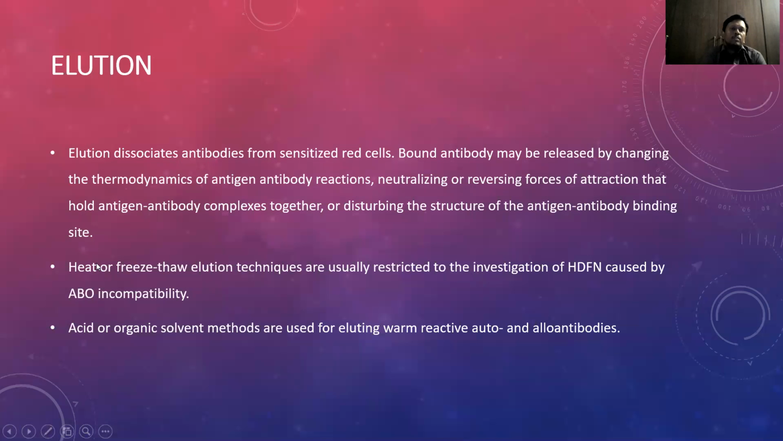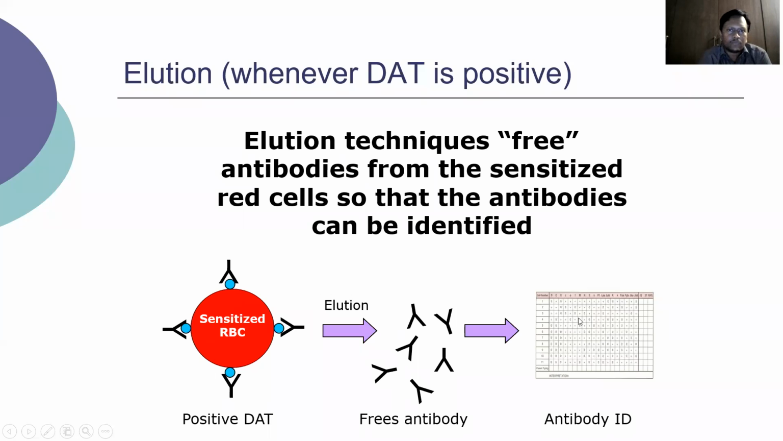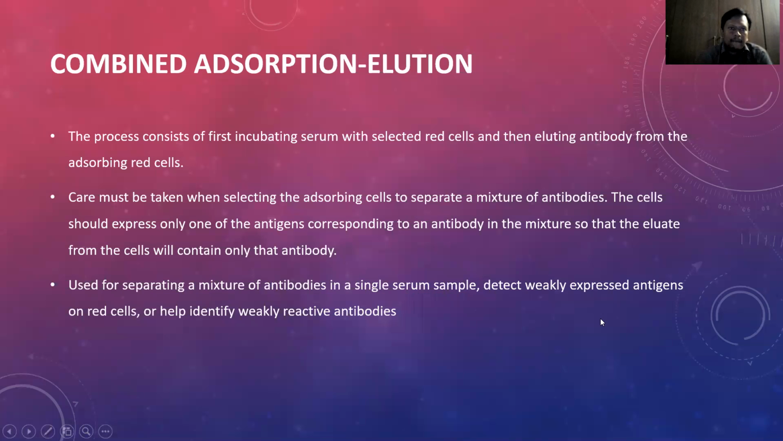So different types of elution methods are there. Heat or freeze-thaw elution techniques are usually restricted to investigation of HDFN caused by ABO incompatibility, or there are acid or organic solvent methods. Glycine EDTA solution is used for eluting warm-reacting antibodies, auto or alloantibodies. Elution should be done whenever the DAT is positive. When you do an elution technique, it frees the antibodies from the sensitized red cells. These antibodies are present in the eluate, and this eluate can be tested further in the antibody identification panel so that we'll be able to get a clear reaction.